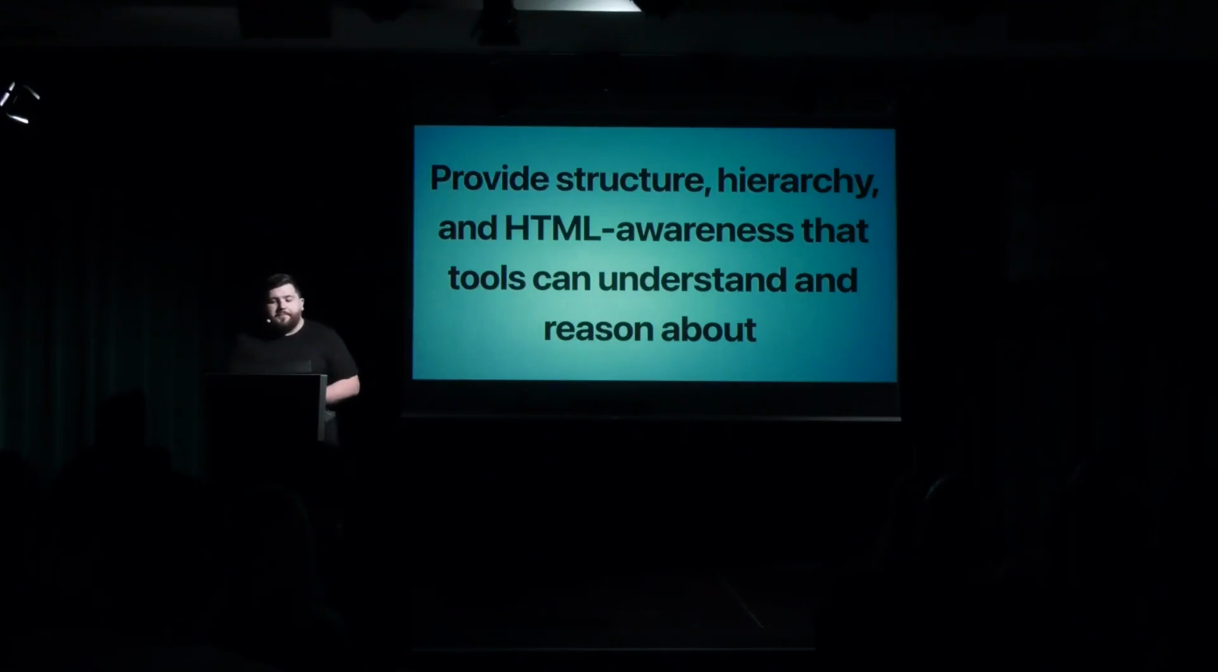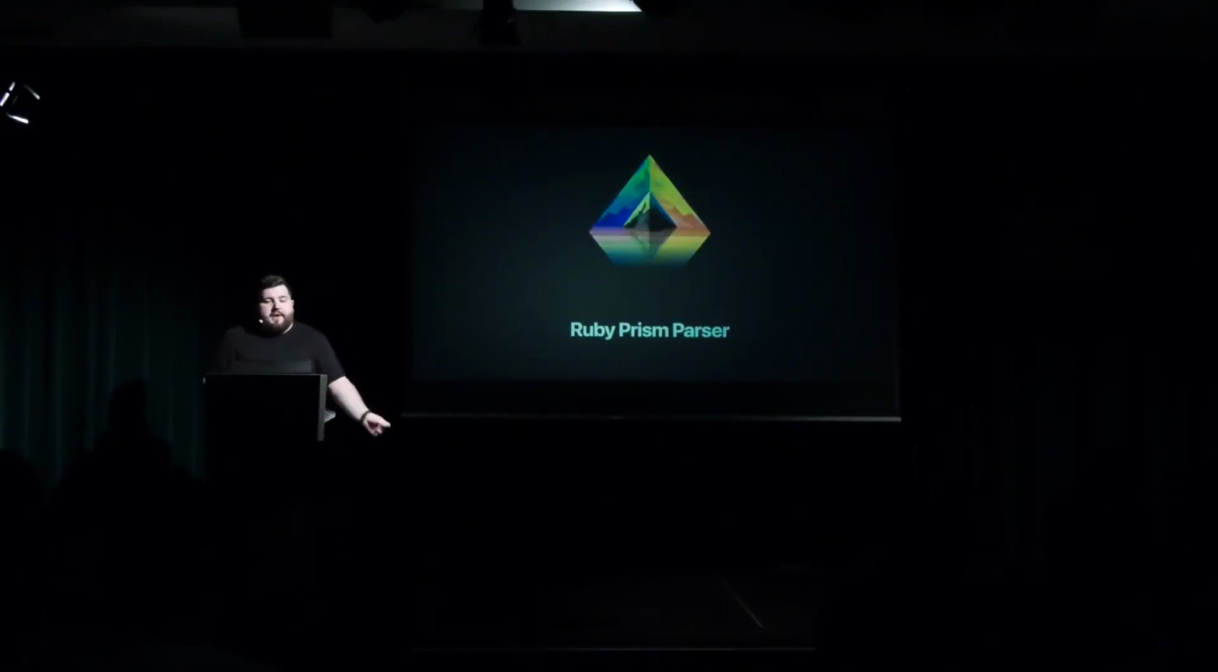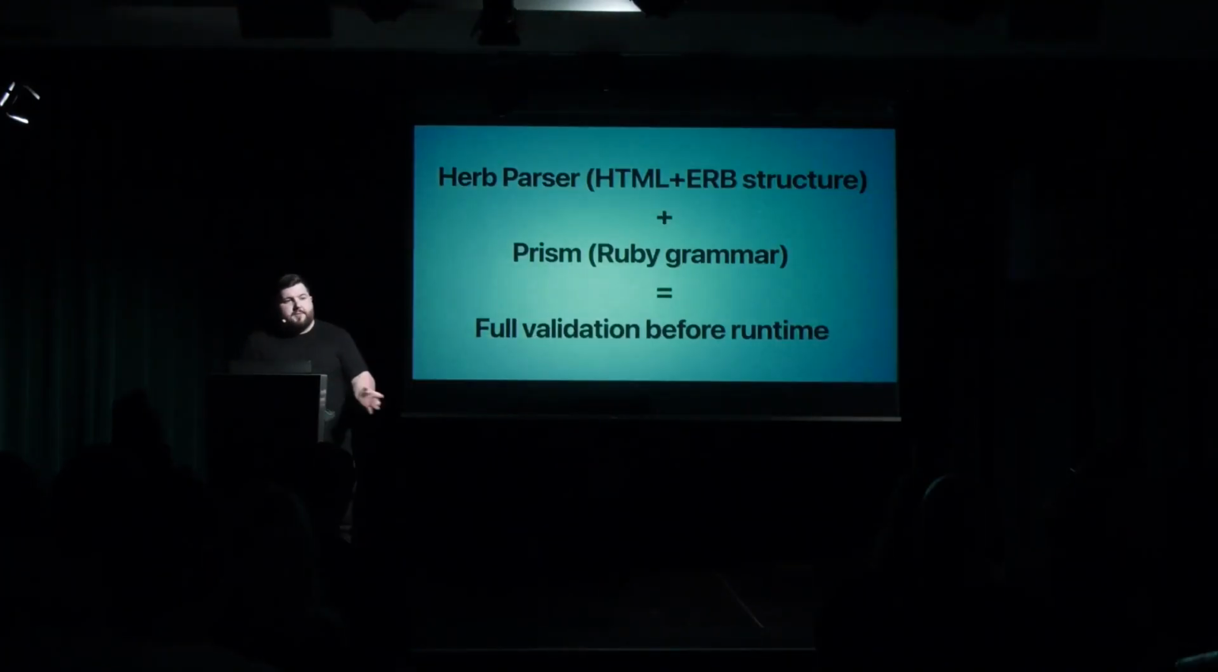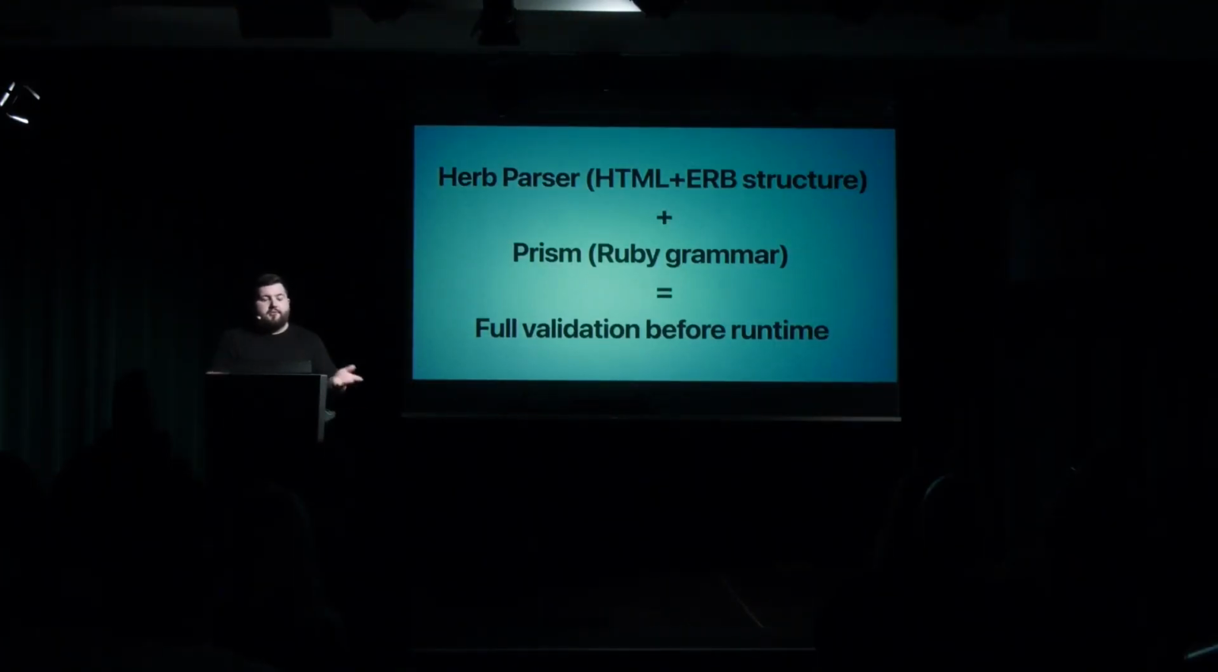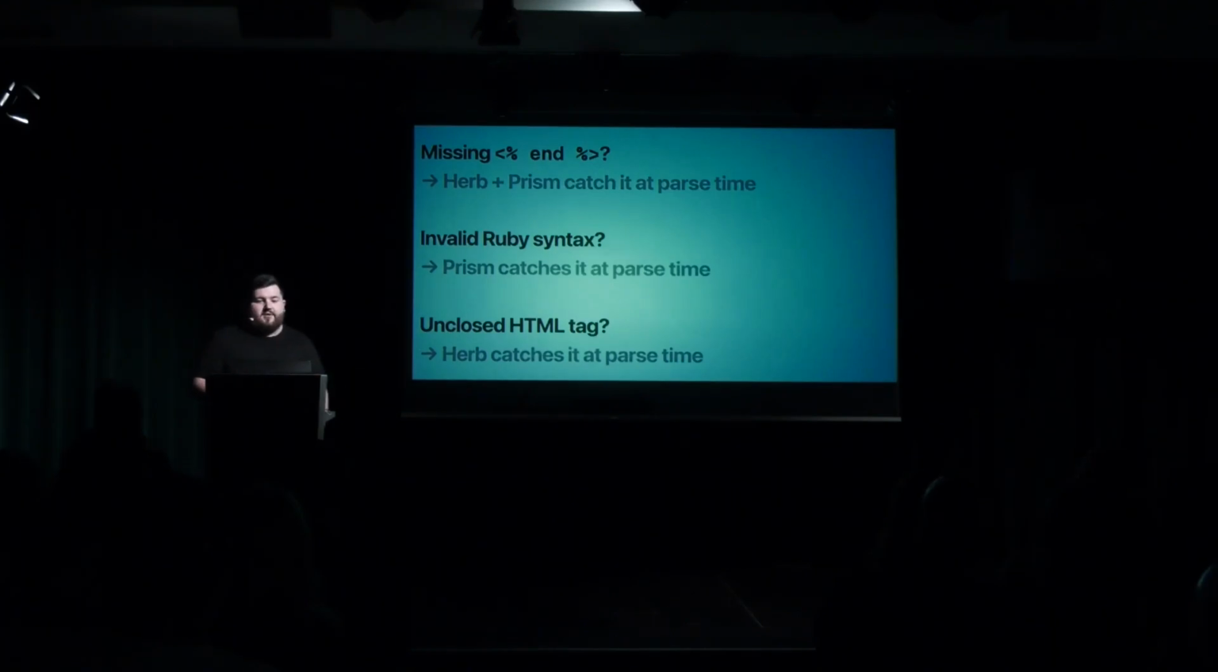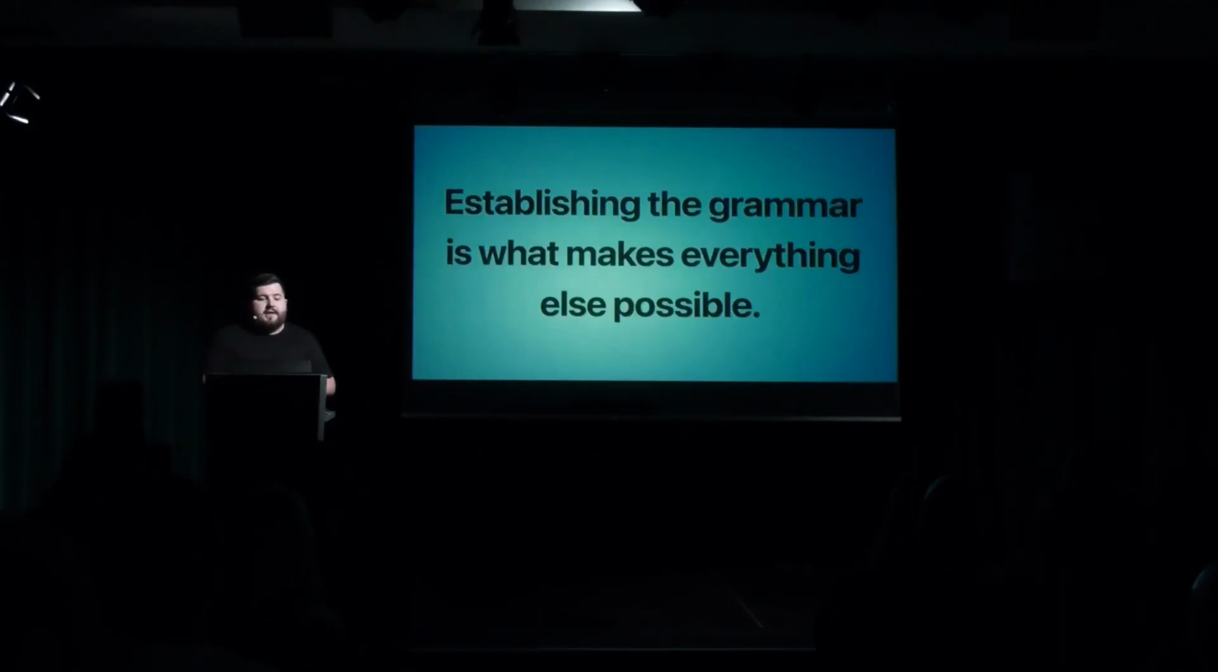And with Prism now, we have this other missing puzzle piece. So we can take our HTML+ERB parser, we can take the Ruby Prism parser, and we can now have pretty much this full validation before we even try to run our code. Which means if you have a missing end tag, or if you have invalid Ruby syntax or invalid HTML syntax, either Prism or HERB can catch those and warn you about these things. And establishing this grammar is what makes this all possible.